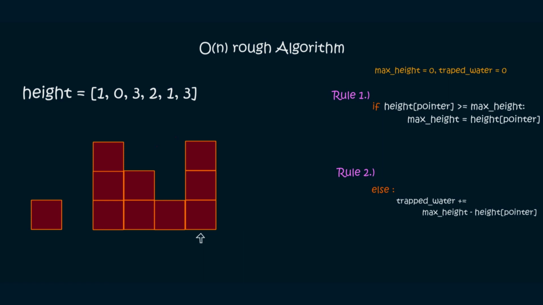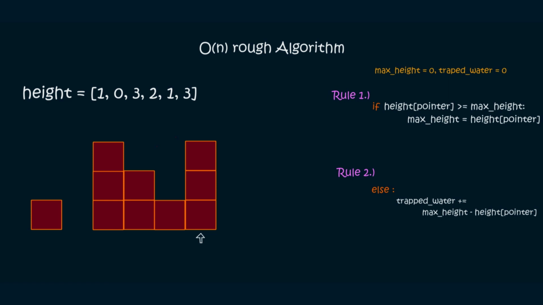Continue traversing the array and apply rule number 1 and rule number 2 for each element. Once we reach the end of the array, the trapped water variable will contain the total amount of water trapped between the bars. Let's try to solve the given problem using the given rules.